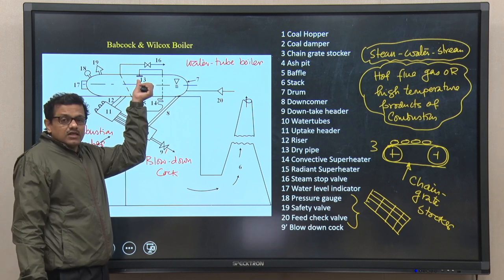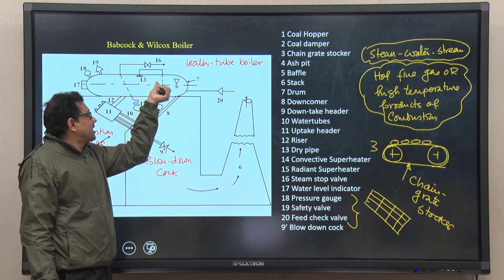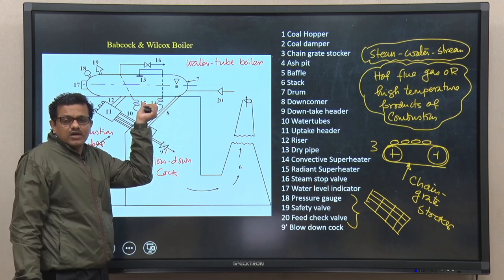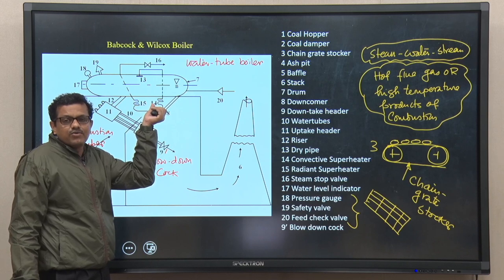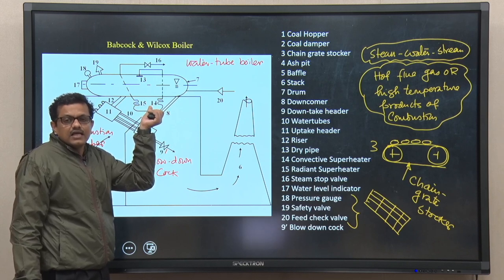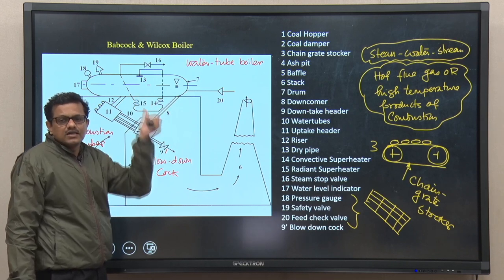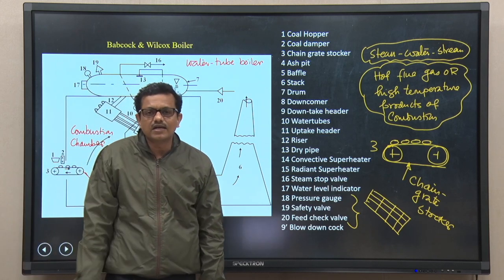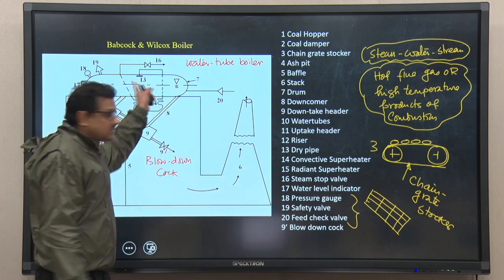Had this component not been there, steam would be directly taken to the radiative and convective superheaters. In that case, if the quality of the steam being produced inside the boiler is not very high, then even after passing through the superheater, it is very difficult to get superheated steam. So, only to ensure that we are getting superheated steam, the dry pipe is there.